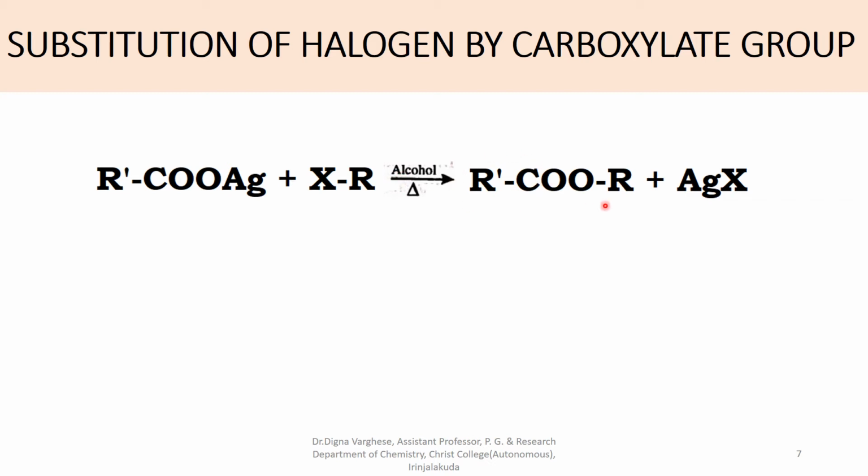Here you can see an ester is formed by the elimination of silver halide. When the silver salt of a fatty acid in alcoholic solution reacts with alkyl halide, by the elimination of silver halide, it will form an ester.